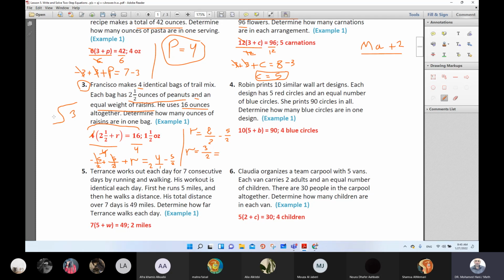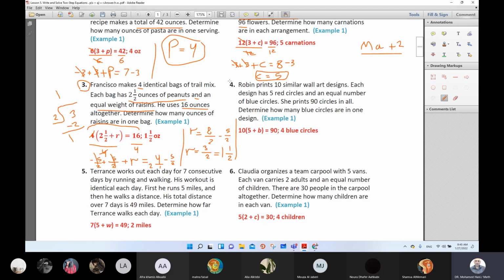You can use long division. 3 divided by 2 will be 1. 1 times 2, 2. 3 minus 2 will be 1. So the quotient means the whole number, and this is the remainder. And here the divisor will be the denominator. So the answer will be 1 and 1 over 2 ounces.